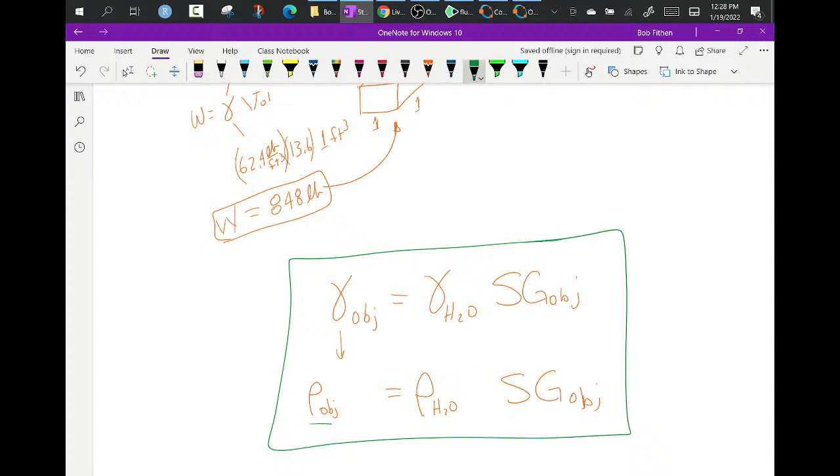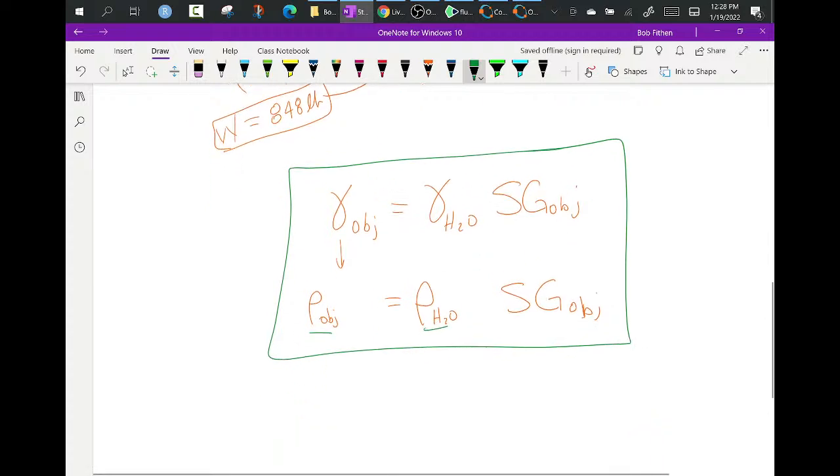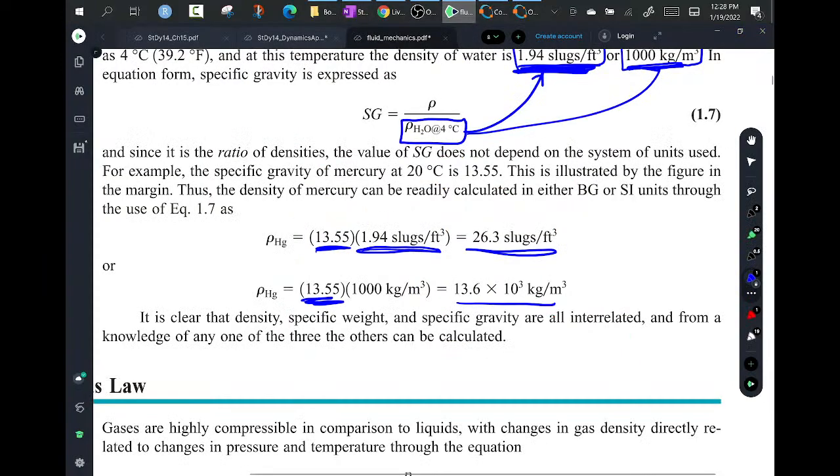This is in density, like he did in the book there. But this is in specific weight, not specific gravity.